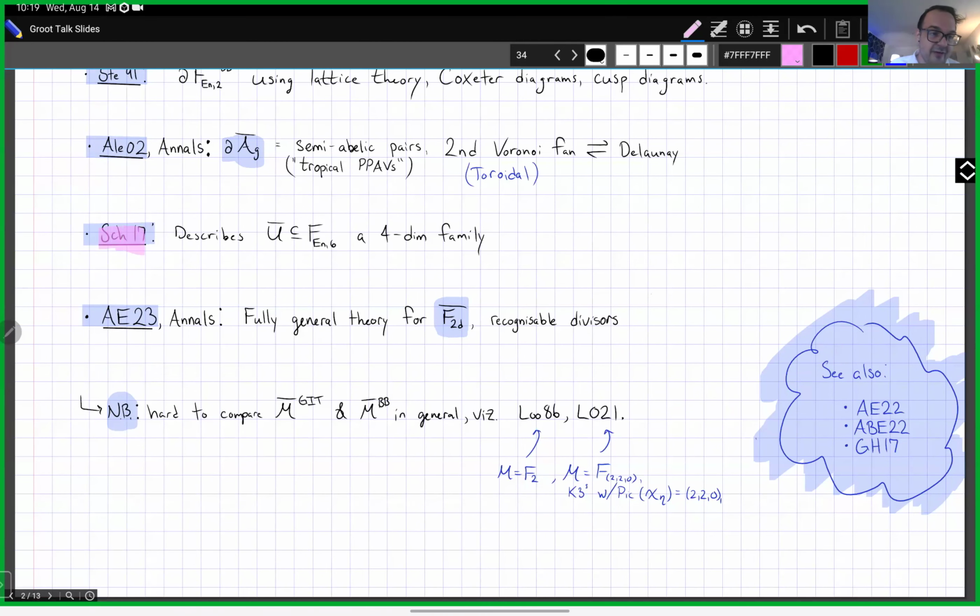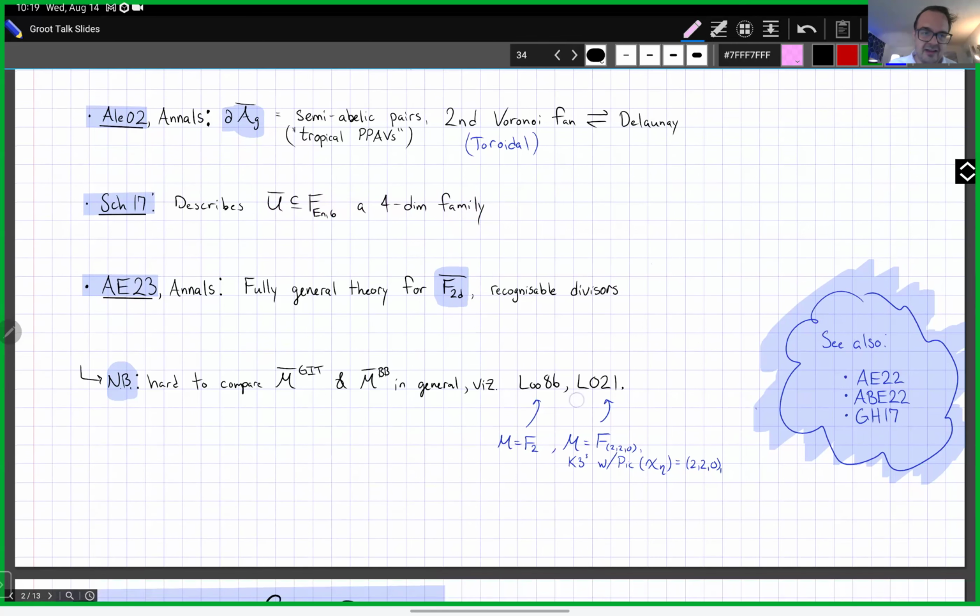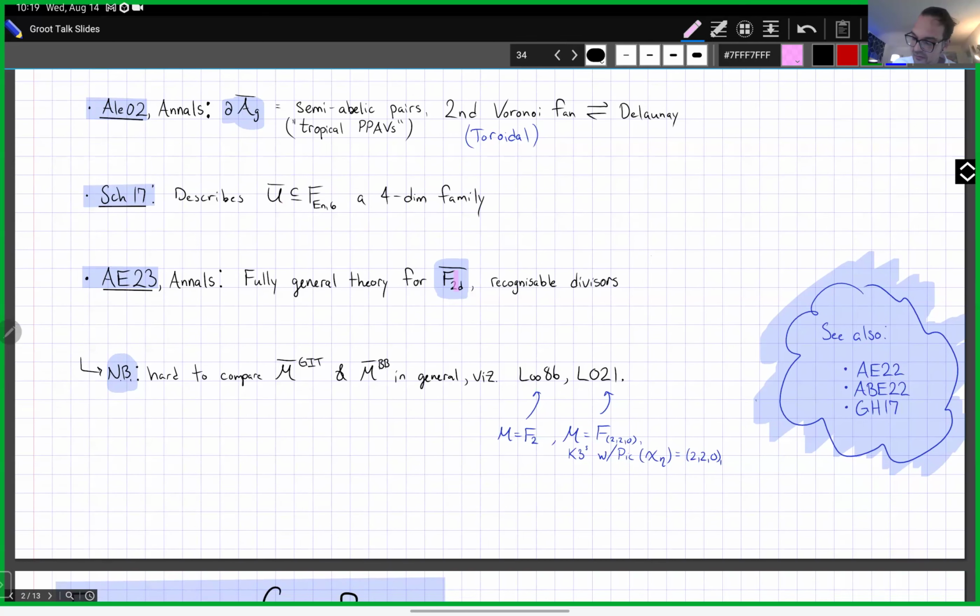Lucas Schaffler, one of my collaborators, described in his thesis a four-dimensional family of degree 6 polarized Enriques surfaces. And finally, in 23, there's a general theory for F2D that we leverage, so the moduli space of K3 surfaces. And it pioneers this theory of recognizable divisors, which allow us to construct these KSBA compactifications.